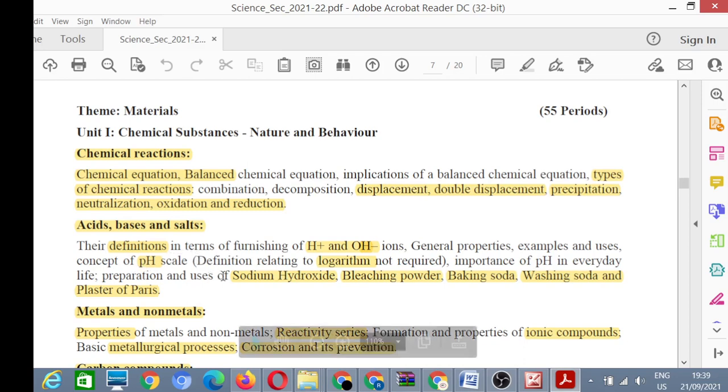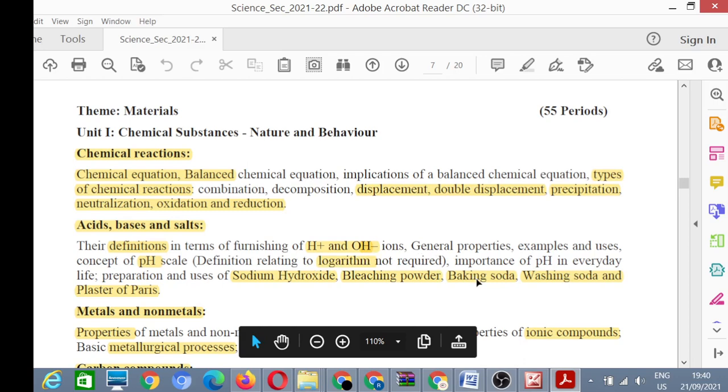Concept of pH scale. Now on the pH scale, if the value is 7, then it is neutral. If it is less than 7, then it is acidic in nature, and if it is more than 7, then it is basic in nature. So this is the broad meaning of the pH scale. Then the definition relating to logarithm. What is the relation between pH and logarithm? Logarithm is not required. It has been written. You don't need to do the logarithmic expression of pH.